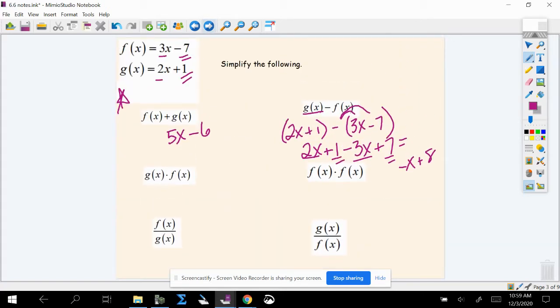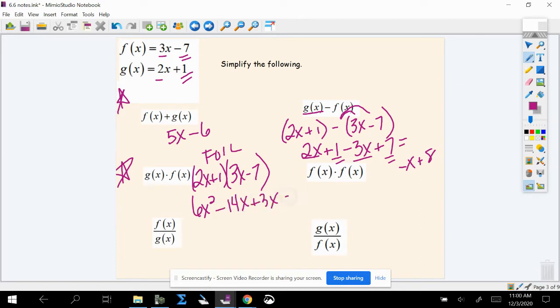So looking at this example that we did a second ago, or on the previous video. So this wants us to multiply g times f. You'll notice with multiplication, the order doesn't matter. It's not like subtraction. So as long as you put your two functions side by side and multiply them, you are fine. This one you will have to FOIL. So you'll see a lot of foiling with this. So 2x times 3x is 6x squared. That's your first. Your outer is negative 14x. Your inner is 3x, and your last is minus 7.